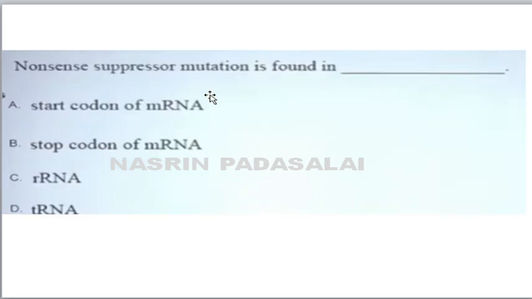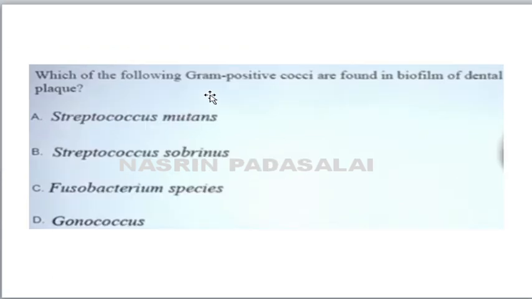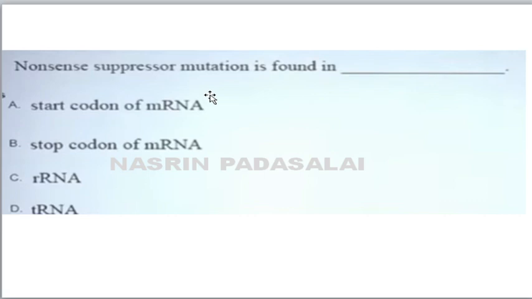Next thing is, the nonsense suppressor mutation is found in. So a suppressor mutation inhibits the effect of the nonsense mutation. Okay, so it is found in tRNA. There are two types of this particular suppressor mutation. One is mutant tRNA and another one is a mutation in the ribosome. This mutant tRNA will bind to a termination stop codon of mRNA.